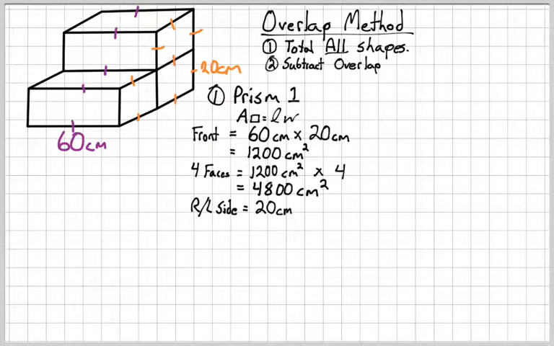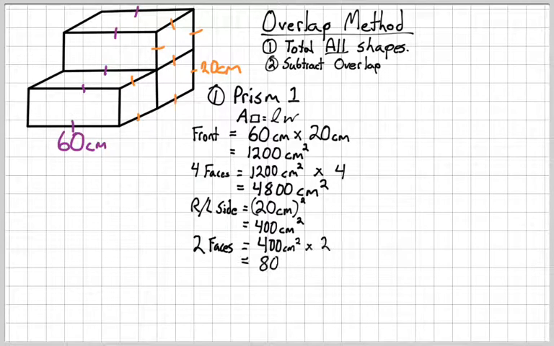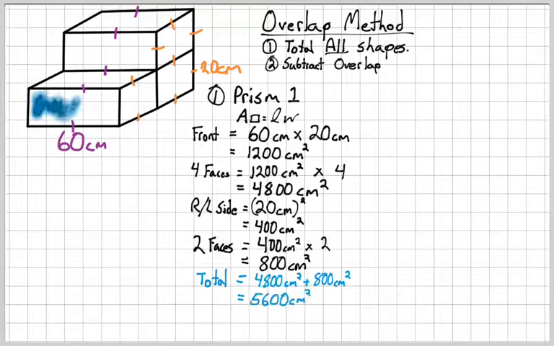Next we're going to calculate the right and left side. So if I have 20 by 20 centimeters, that ends up with 400 centimeters squared. I have 2 of those faces, so I multiply that by 2, and I end up with 800 centimeters squared. Finally, we'll total all of these faces up, so all 6: 4,800 centimeters squared plus 800 centimeters squared, and I end up with 5,600 centimeters squared.